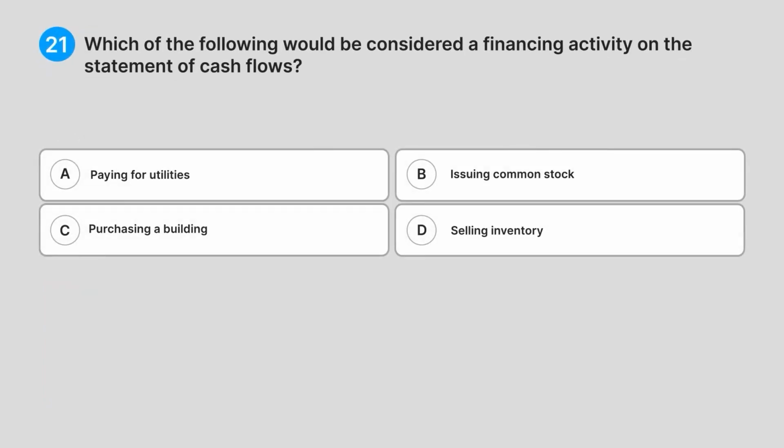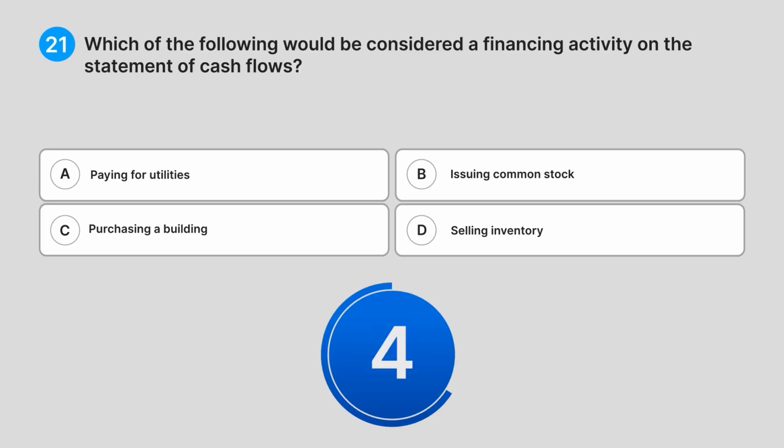21. Which of the following would be considered a financing activity on the statement of cash flows? A. Paying for utilities. B. Issuing common stock. C. Purchasing a building. D. Selling inventory. Do you know the answer?